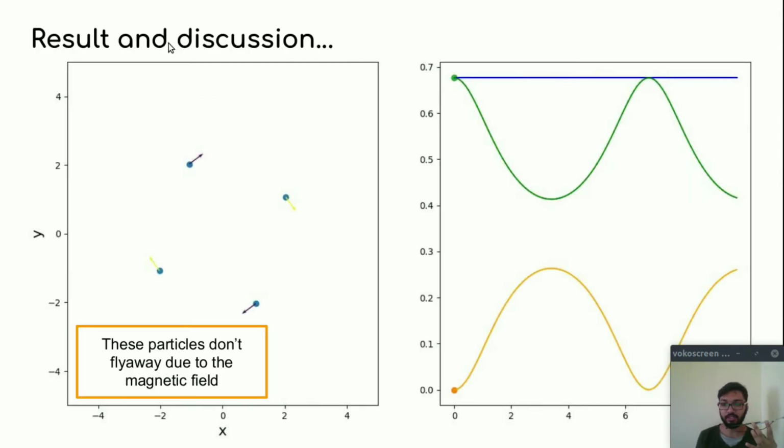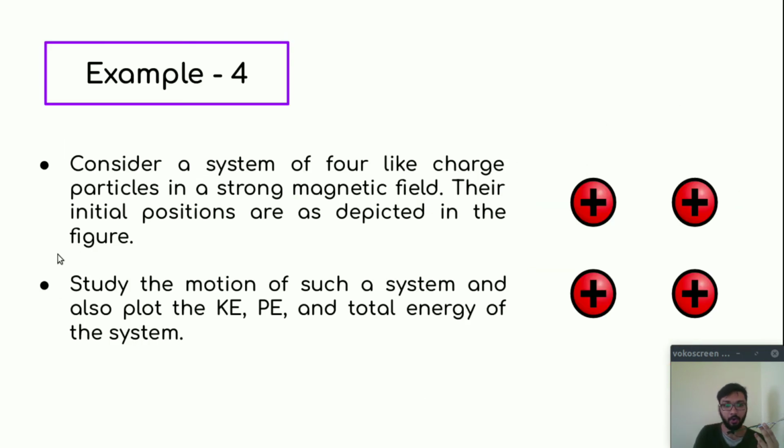So we have noticed in this example that these particles don't fly away due to the magnetic force. This is the complete opposite behavior from what we have seen in this Coulomb potential, right? Here you can clearly see the effect of magnetic force. Okay, so this is what we have learned in this problem, guys. Now comes the fourth problem.